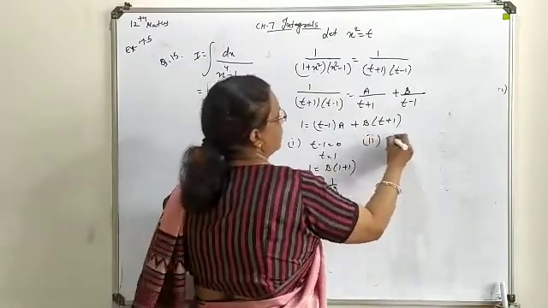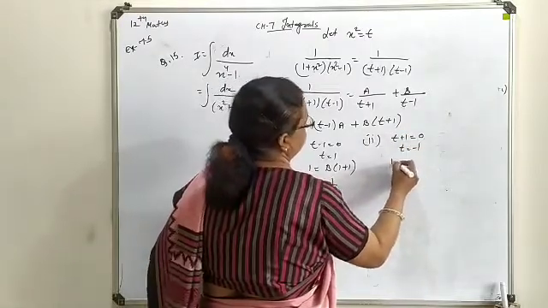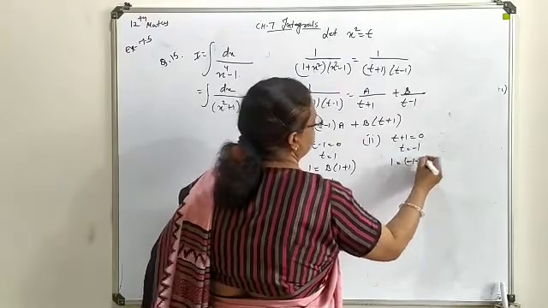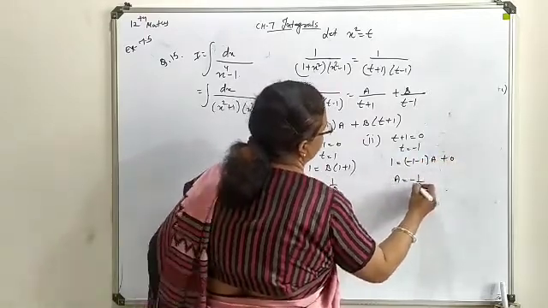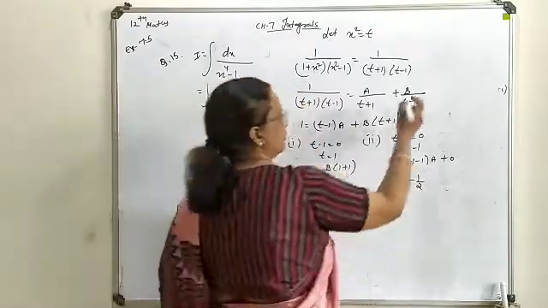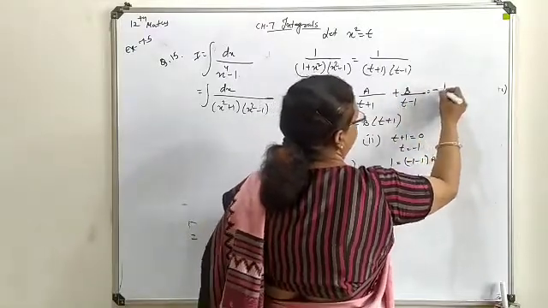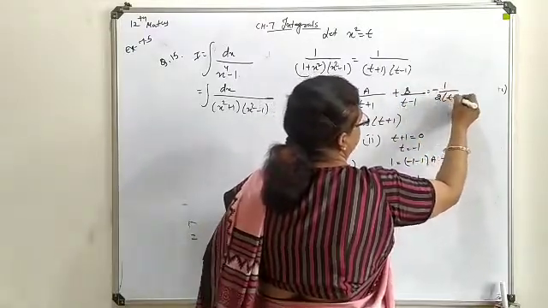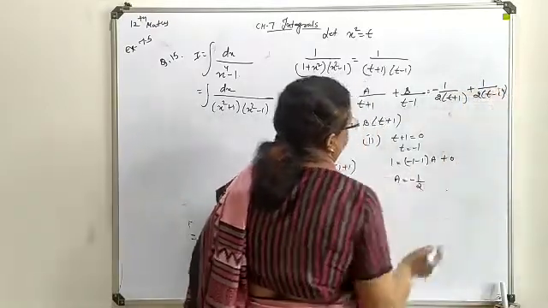Secondly, we make t plus 1 equal to 0, which means t is equal to minus 1. So this is 1 minus 1 a plus 0, so your a is coming out as minus 1 by 2. So these two constants we have, and now your question is turned into minus 1 upon 2 (t plus 1), whereas it is plus 1 upon 2 (t minus 1).